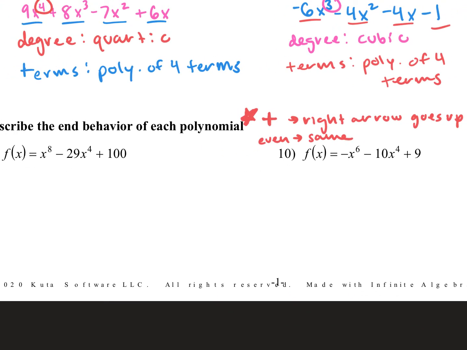So we always want to look at our highest degree. That's the only term that we care about here. So for number 9, which term am I looking at? X to the 8th power. Now, is it positive or negative? Positive. So what does the right arrow do? Right arrow goes up. Is it even or odd? 8 is an even number. So what does the left arrow do? Goes up. They go in the same direction. So up and up.